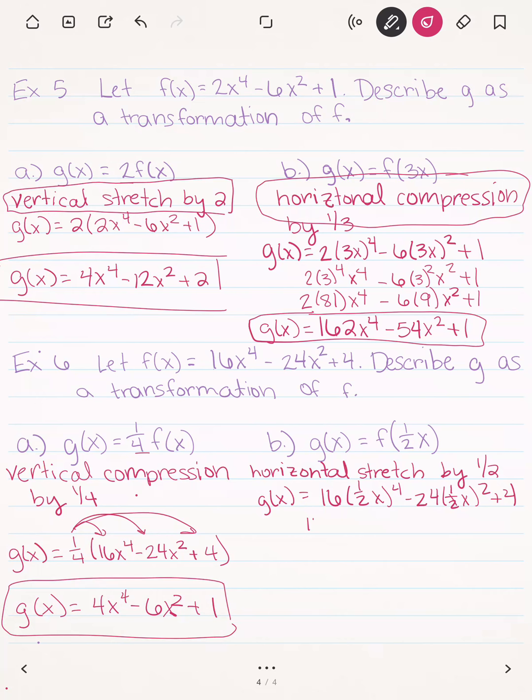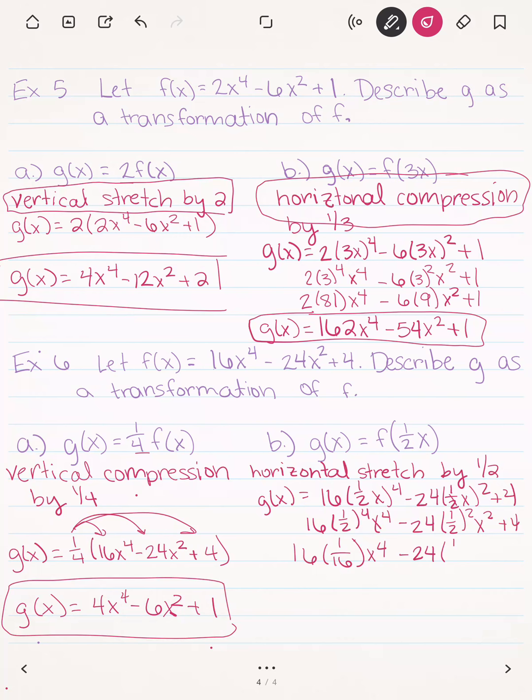So again, I get 16 times 1/2 to the fourth x to the fourth minus 24 times 1/2 squared x squared plus 4. So let's start simplifying. So 1/2 to the fourth. I take 1 to the fourth, which is 1. Okay, that's not too bad. So I get 16 times 1. 2 to the fourth is 2 times 2 is 4. 4 times 2 is 8. 8 times 2 is 16. I get 1 over 16 is 1/2 to the fourth, and then I get x to the fourth minus 24.